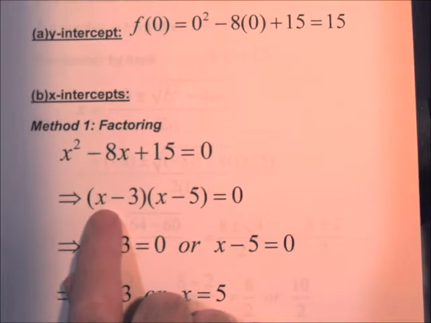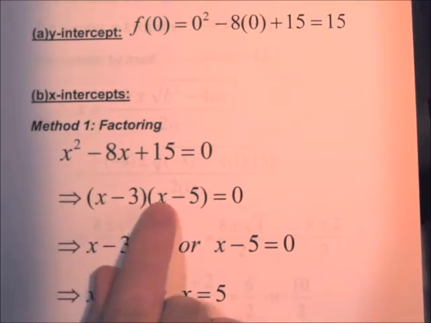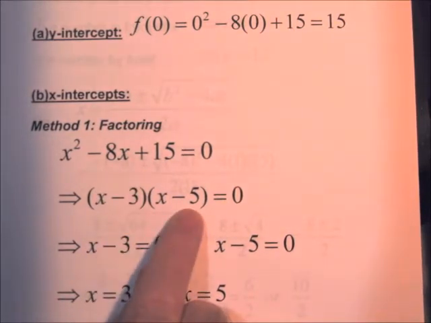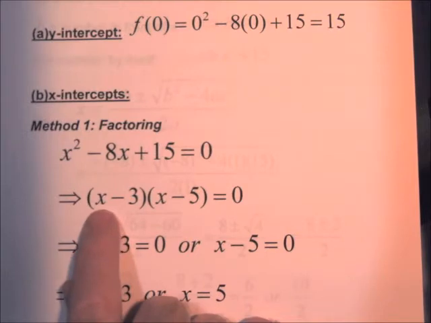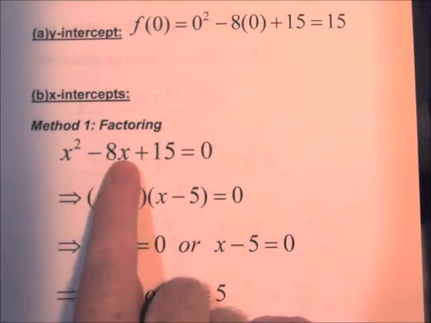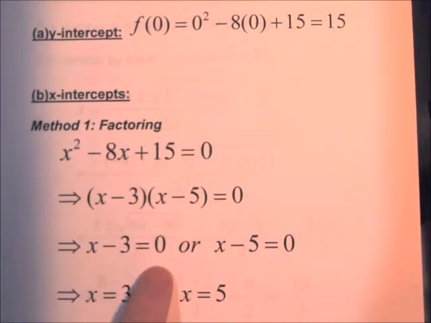We can try factoring. X times x is x squared. Then we need two numbers that multiply to 15 and add up to negative 8. And what works is negative 3 and negative 5. You can check with the FOIL method. X times x is x squared. Outer product is negative 5x. Inner product, negative 3x. Combine those, you get negative 8x. Last times last, negative 3 times negative 5 is positive 15.